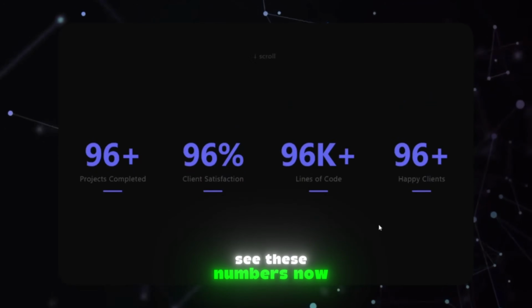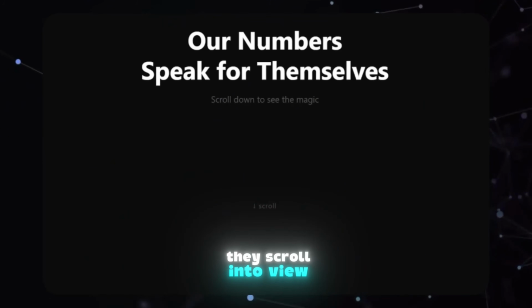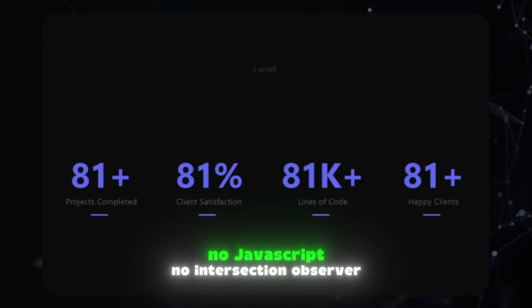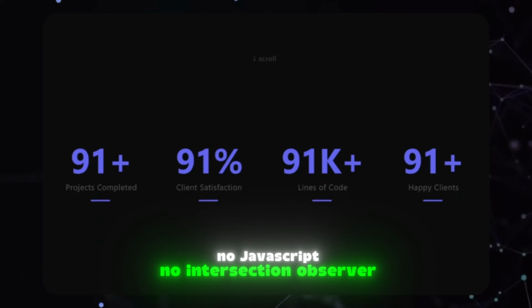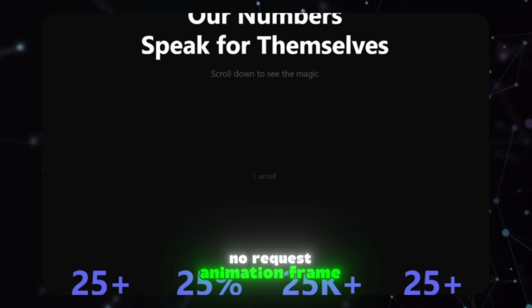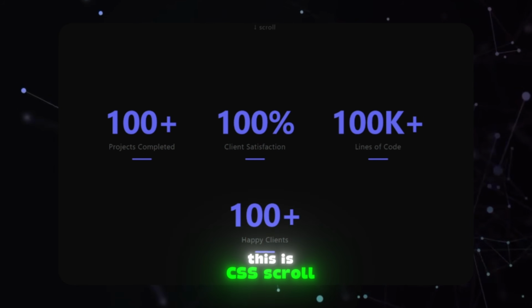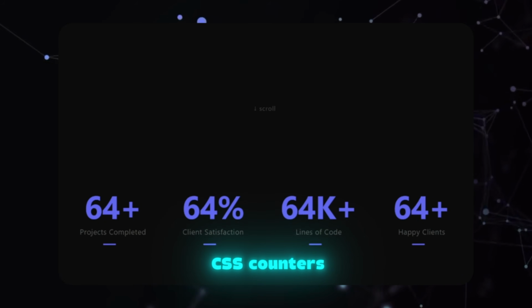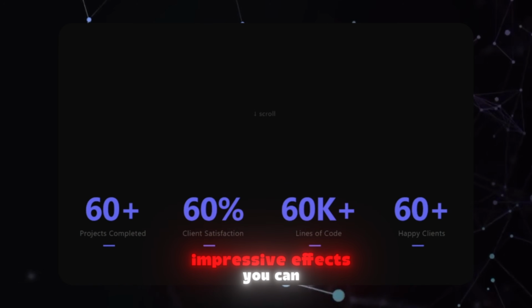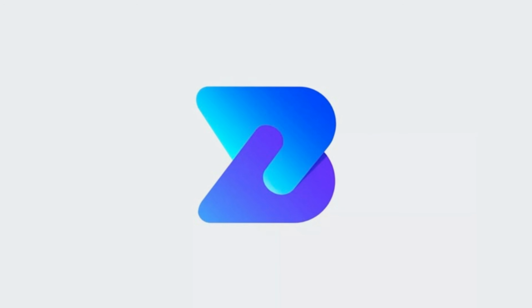See these numbers? Now watch what happens as they scroll into view. They count up from 0, all of them. No JavaScript, no intersection observer, no requestAnimationFrame. Pure CSS. This is CSS scroll-driven animation combined with CSS counters. One of the most impressive effects you can ship today.